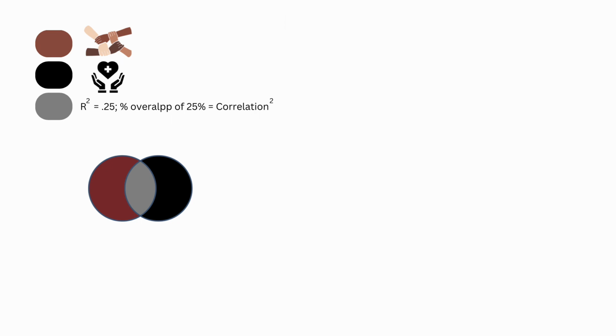And the gray area represents the percentage overlap among the two variables. Well, this is our correlation squared, or our R squared, and we're going to assume the correlation is 0.5. 0.5 squared is 0.25. 0.25 times 100 is 25%. Patient race is associated with 25% of healthcare quality. So this is just kind of an overview from last slide.